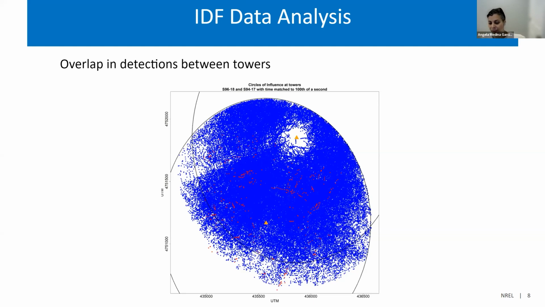So this is telling us that we need to take into account this overlapping area of detection between towers when we estimate the detection probability by the IdentiFlight towers. With this data too, we can assess the accuracy of the locations for the detections for the IdentiFlight units.